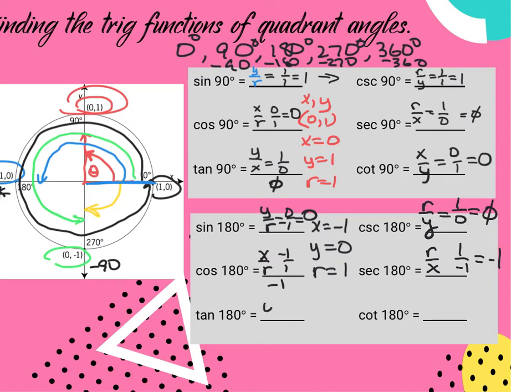Tangent, y over x, 0 over -1, simplifies to 0. Cotangent, x over y, -1 over 0, simplifies to undefined.